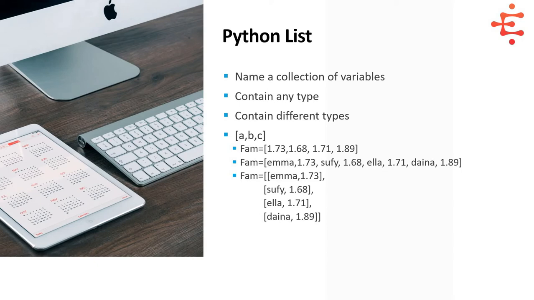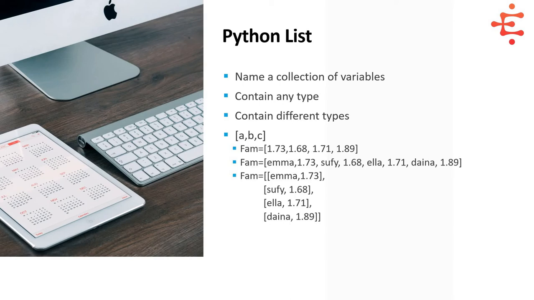This is a list. It has values separated by commas, and it is enclosed within square brackets. We can name this list fam equals 1.73, 1.68, 1.71, and 1.98. These are the heights of family members. Like my family, it contains 4 members, and these are 4 different heights of 4 different members of my family. And in the second fam list, this is another modified list that contains the name of the member. Emma has height 1.73, Sufi has height 1.68, Ella has height 1.71, and Diana has height 1.89.